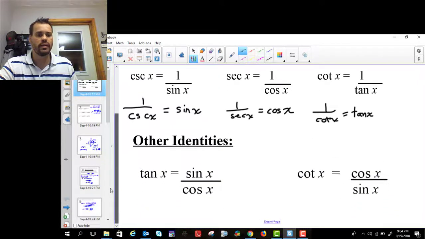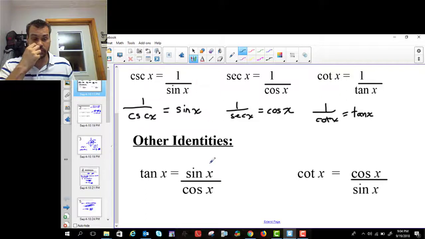Then there's two other identities, and there's just the tan x is sine x over cosine x. That is always true. And cotan x is equal to cosine x over sine x. That's true because this is true. It's just the flip, right?